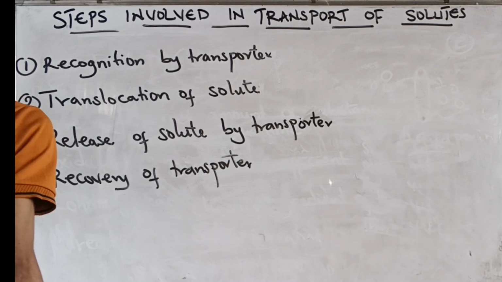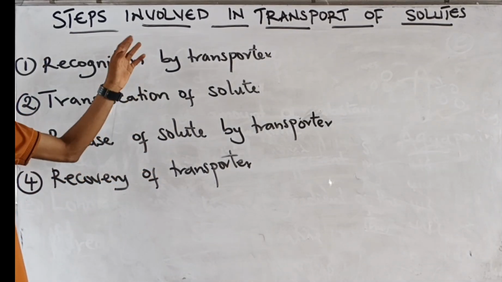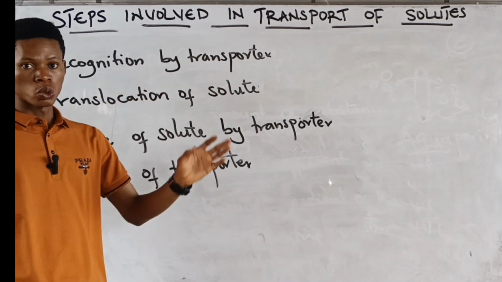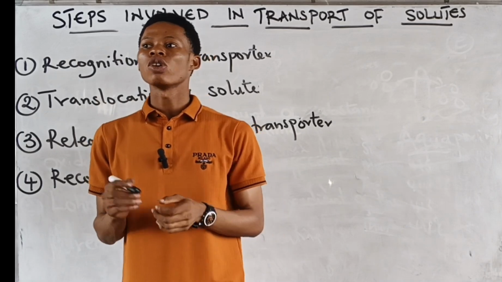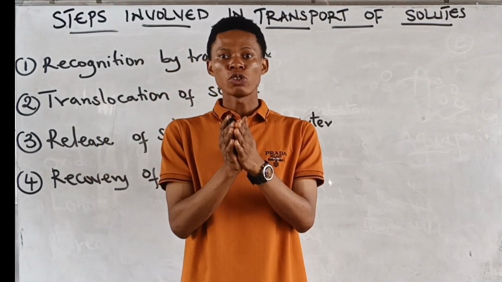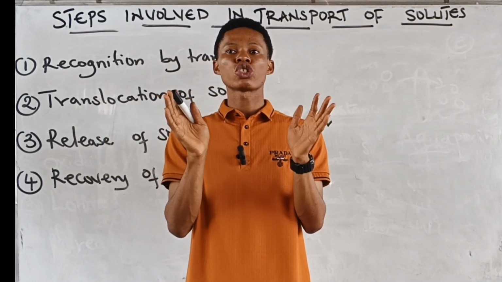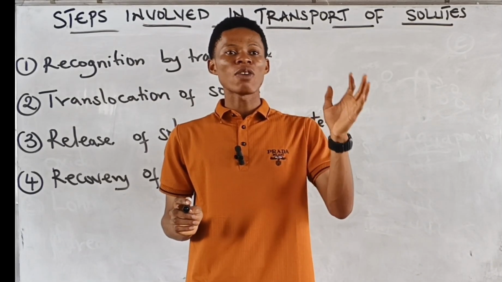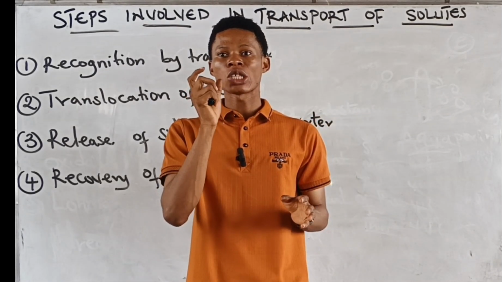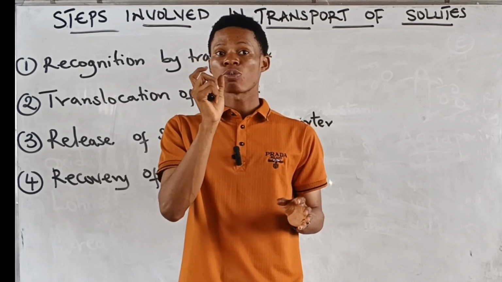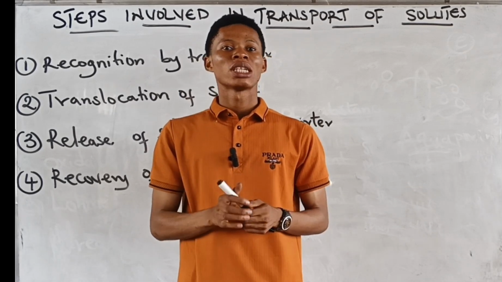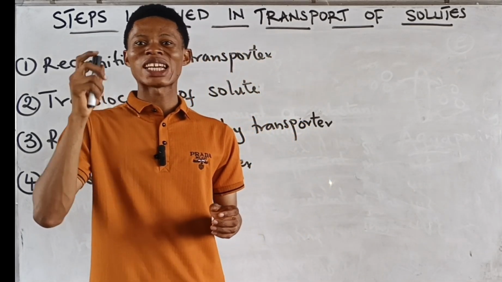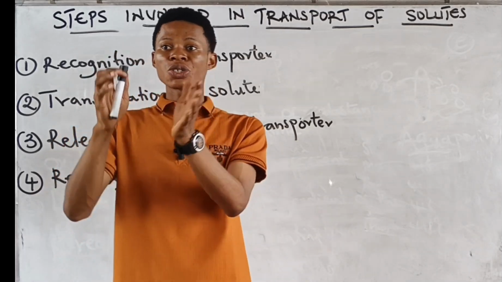Now let's look at the steps involved in the transport of solutes. We've seen simple diffusion. In simple diffusion, no transporter is required. In facilitated diffusion, a transporter is required. A transmembrane protein is required. Now, how is a solute transported? So we want to look at the steps involved.